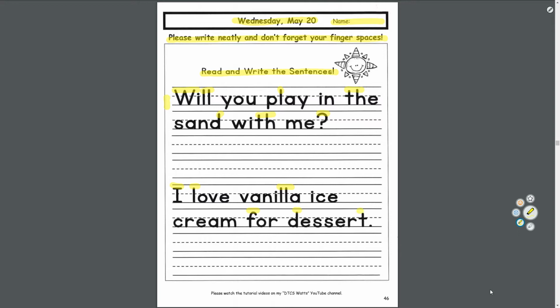So watch how I'm going to make my letters and you try your best to make them look as nice as you can. So will you play in the sand with me? Uppercase W starts at the top line, touches the bottom, up to the middle, down to the bottom, up to the top. I start at the middle, touch the bottom, dot goes above the line. L, start at the top, touch the bottom, start at the top, touch the bottom. Will you, lowercase y goes under the line.